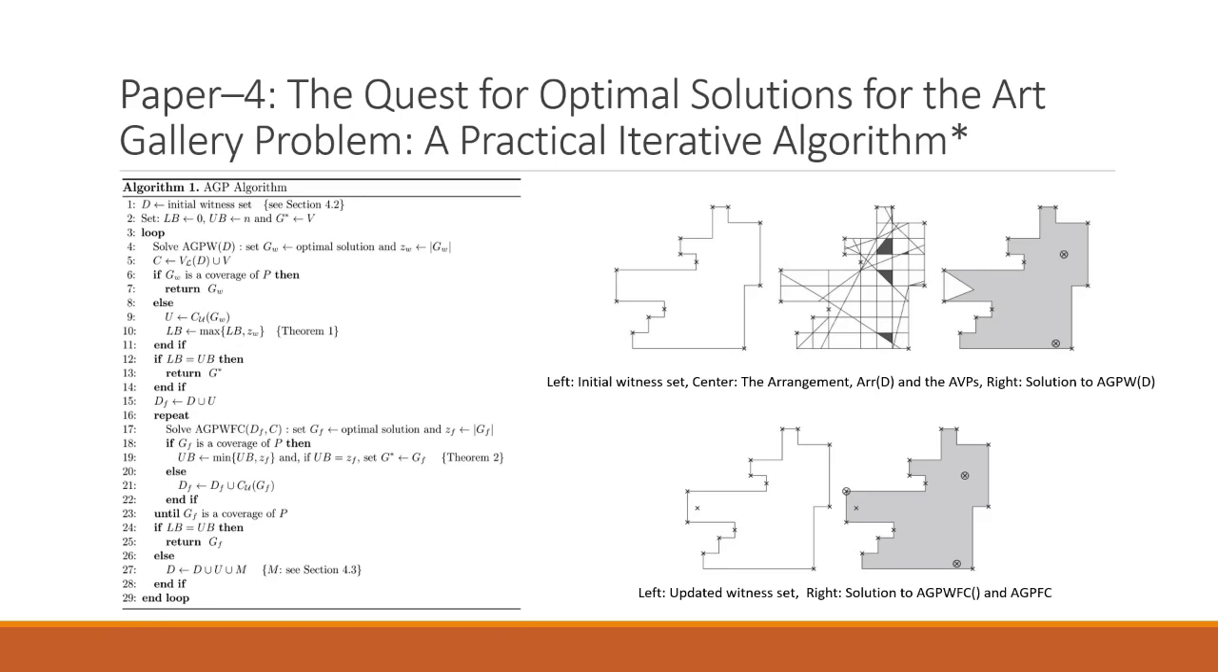We can see in these figures, the left on the top right, the left figure shows the initial witness set, the center figure shows the arrangement D and the AVPs, that is the light AVP is the white boxes and the black AVP is the black polygons or boxes. And on the right we have the solution to AGPW. Below on the left we have updated witness set and on the right we have the solution to AGPFC and AGPWFC.